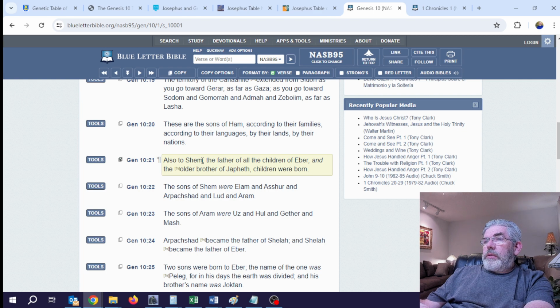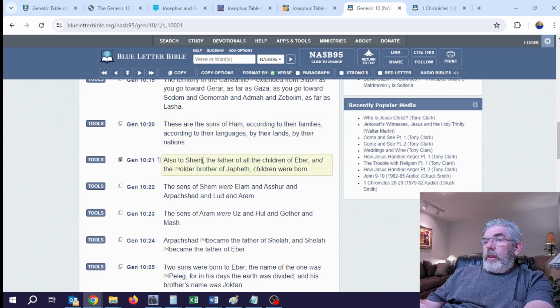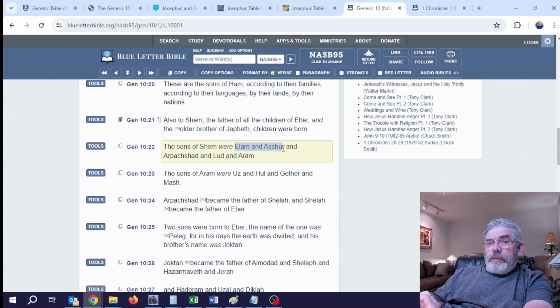Okay, so I want to go back to this Shemite descendancy. Also to Shem, the father of all the children of Eber, and the brother of Japheth the elder, children were born. The sons of Shem were Elam, again, that is for sure Persia. That's the patriarch of Persia, Elam. Asher, that's the patriarch of Assyria. Arpachshad, and Lud, and Aram.